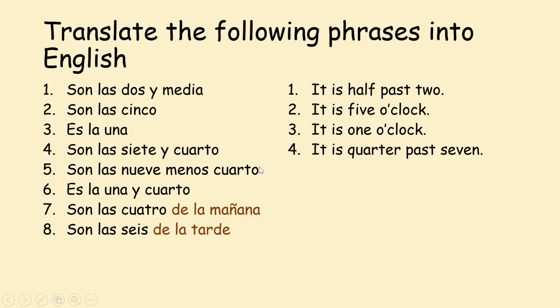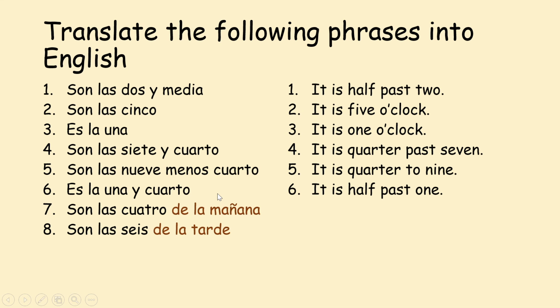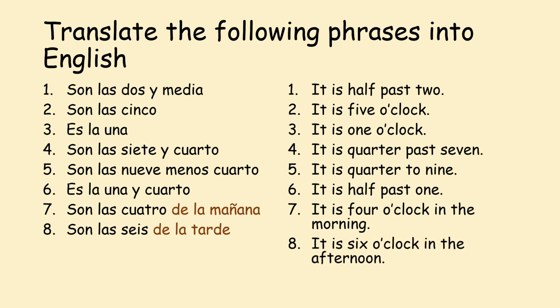Son las 9 menos cuarto. It is 8:45 because it's menos, meaning less. 9, that's the hour coming up, but we're not quite there yet. Not quite there yet. Es la 1:15. So we're past the hour, it's 1:15. Son las 4 de la mañana, and son las 6 de la tarde. It is 4 o'clock in the morning for number 7 and 6 o'clock in the afternoon for number 8.